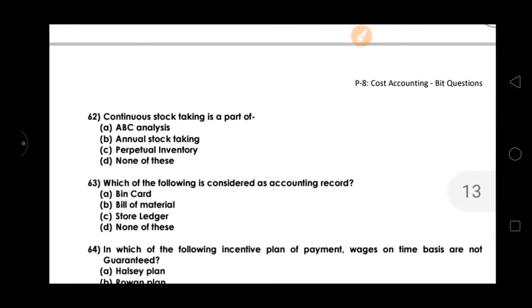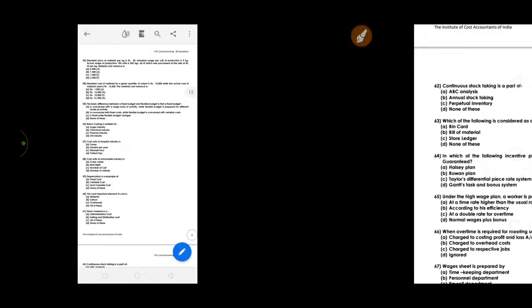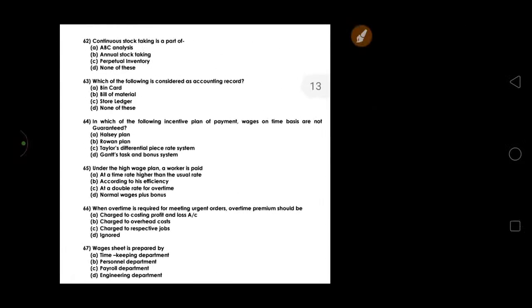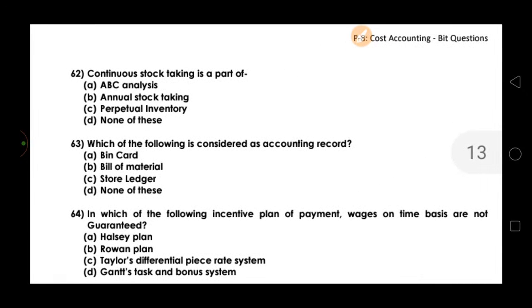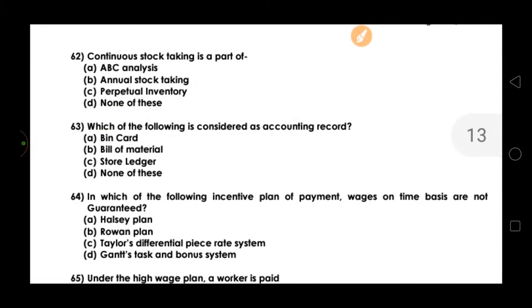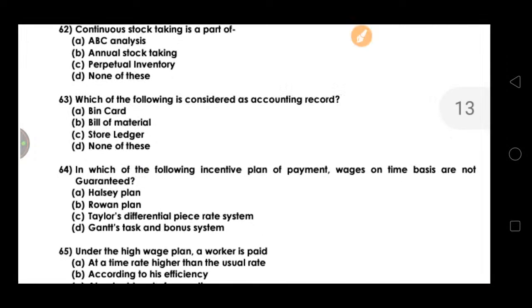So 62nd question. Continuous stock taking is a part of perpetual inventory. Which of the following is considered as an accounting record? Stores ledger is an accounting record.